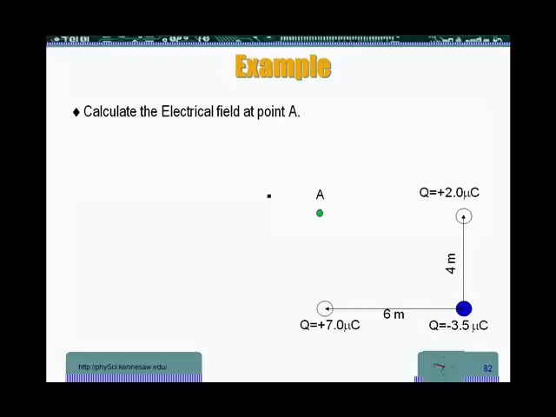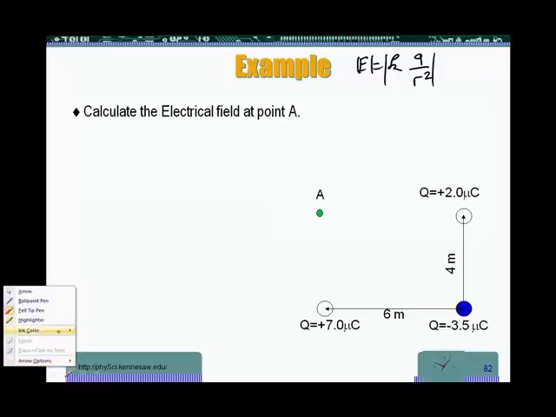Now remember the electrical field expression. It is E equals K Q over R squared. This is in magnitude, so we are going to calculate it for each one of them. Just a few things before we do that. I'm going to draw the electrical field due to each of the charges.